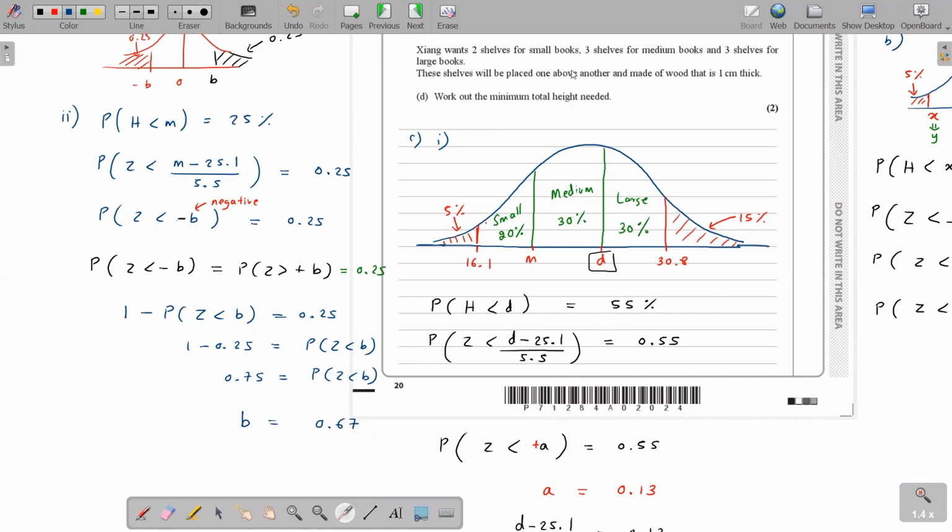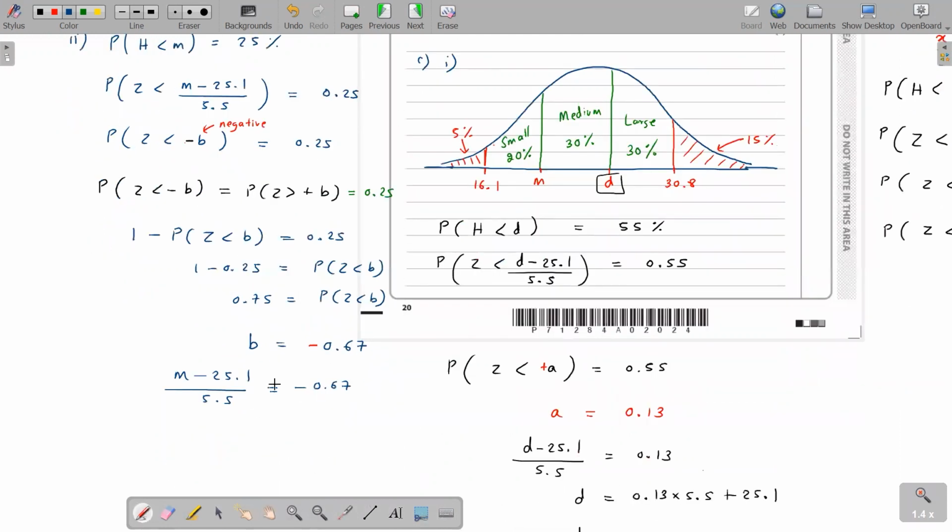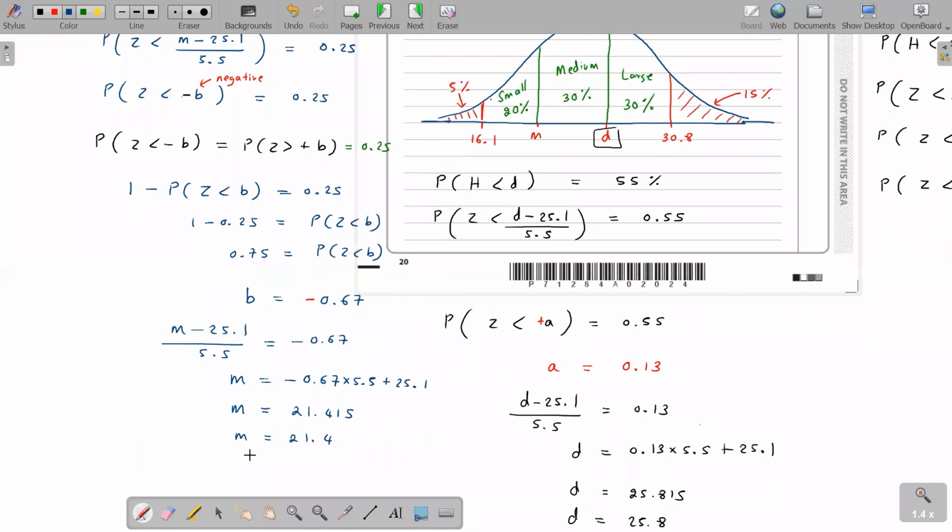And remember your B is what? We identified from the beginning that our B is negative. So then let's input the values here. B is m minus 25.1 over 5.5 equals minus 0.67. What do we get for m? Minus 0.67 times 5.5 plus 25.1. Can I have the answer here? 21.415, which when you round off, it's 21.4. So this is the value of m in the medium books.